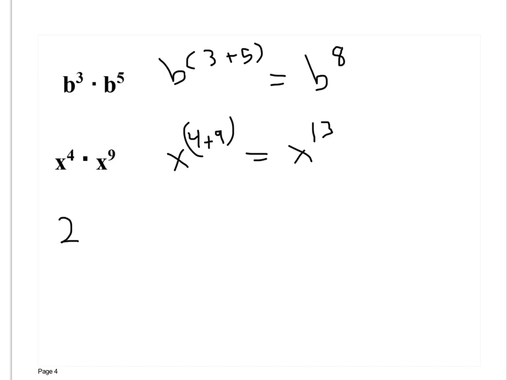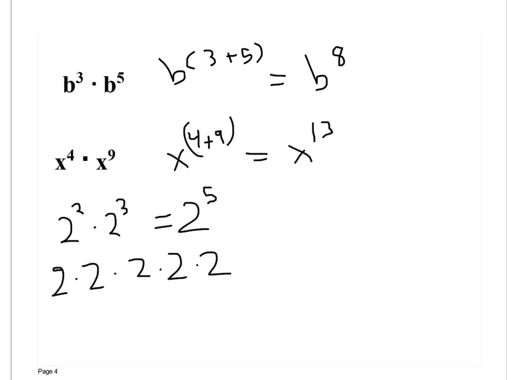Let's say we have 2 squared times 2 to the 3rd. According to the rule, what would the answer be? 2 to the 5th. We add exponents when we multiply bases. Let's see if that's right. Let's split out 2 squared and 2 cubed. How many 2's do I have right there? 1, 2, 3, 4, 5. That's why this rule works. When you multiply bases, you add the exponents.